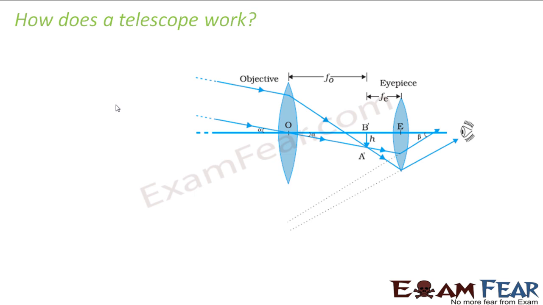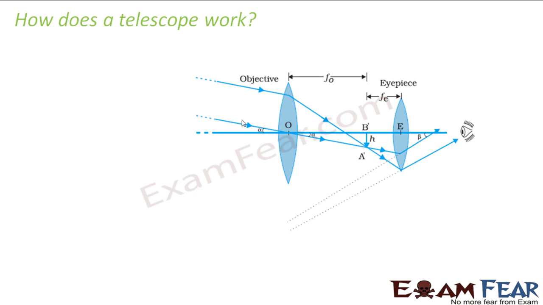Why is the objective more powerful here? Because the object is far away here. So the objective has to be more powerful to catch the object because it is far away. Right? But in the previous case, the object was near, so the objective was small. So here the objective is large and the eyepiece is small. So the concept still remains the same.